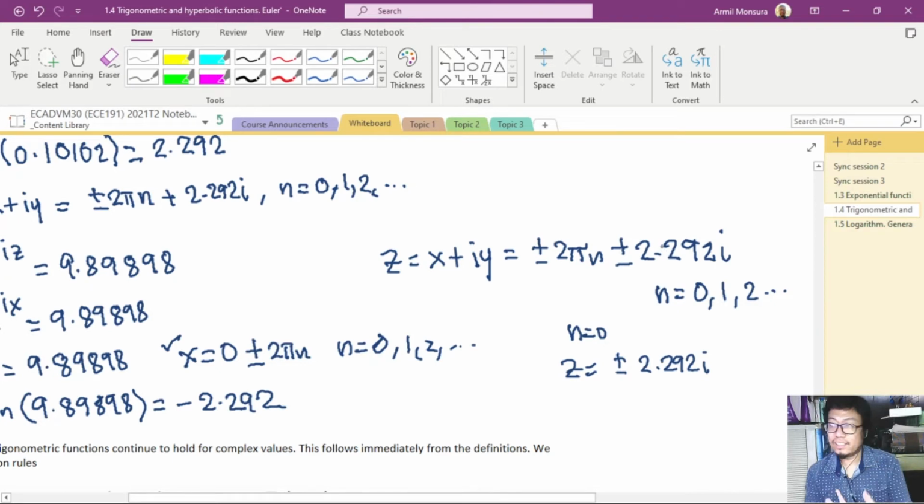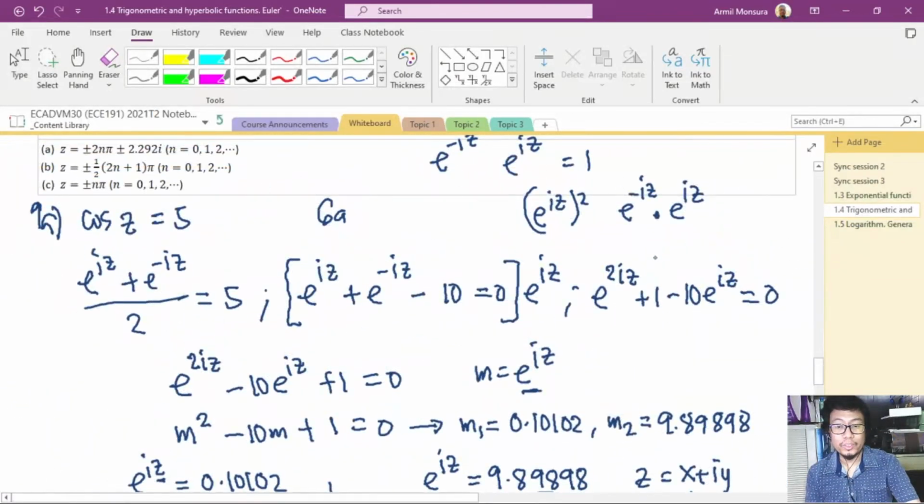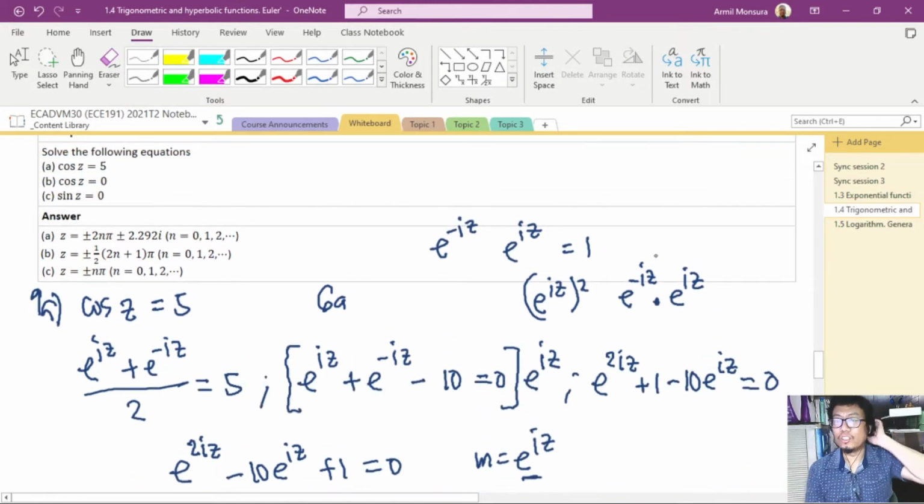Okay, so as I said, this equation, the original equation, does not have a real solution. All of its solutions are complex. Okay, so this one is the solution.